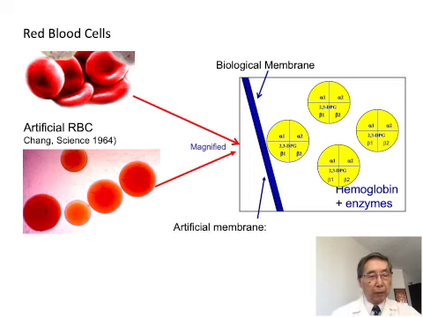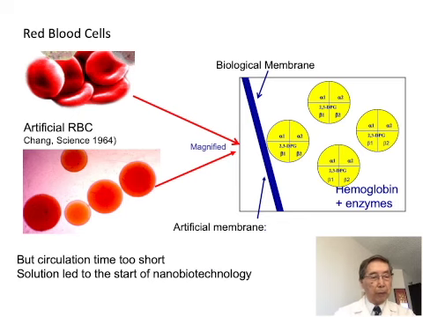As we mentioned before, we can make artificial red blood cell that's exactly the same content of red blood cell except with artificial membrane. We can make it down to 1 micron. Red blood cell is 7 micron, but even then it's still too big to circulate for enough length of time. This led to the start of nanobiotechnology to make this very small.